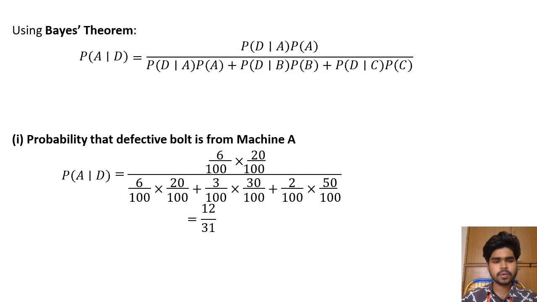These are defective. So using Bayes theorem, P(A|D) equals P(D|A) into P(A) by P(D|A) into P(A) plus P(D|B) into P(B) plus P(D|C) into P(C). So first, the probability that the defective bolt is from machine A. Substitute the above values in the above formula. So finally we get 12 by 31.